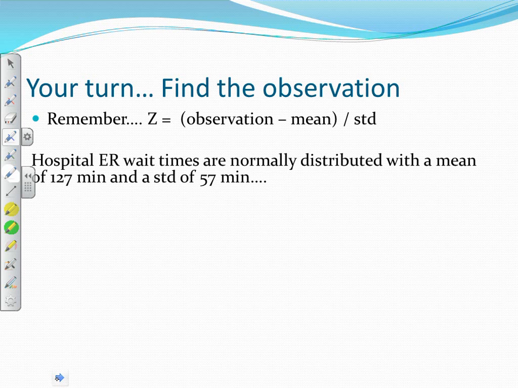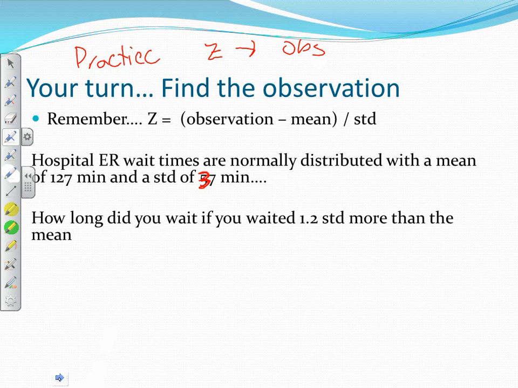Hospital ER wait times are normally distributed with a mean of 127 minutes and a standard deviation of, let's say, 37 minutes, because 57 is too long. Okay, this is practice for z to observation. How long did you wait if you waited 1.2 standard deviations more than the mean? Go.